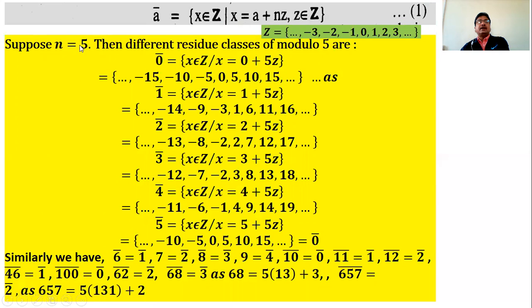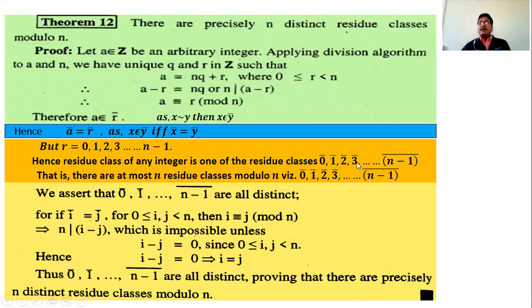If we take n as 5, we have 5 residue classes. If we take n as 6, we have 6 residue classes. Like that, if n is n, then we have n residue classes. What are they? 0 bar, 1 bar, 2 bar, 3 bar, up to n minus 1 bar. We have to show that there are precisely, meaning exactly, n distinct residue classes modulo n. So we will first find the residue classes modulo n.